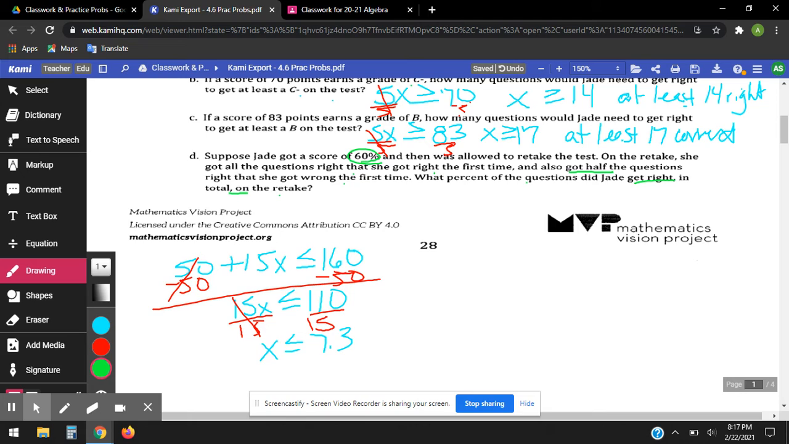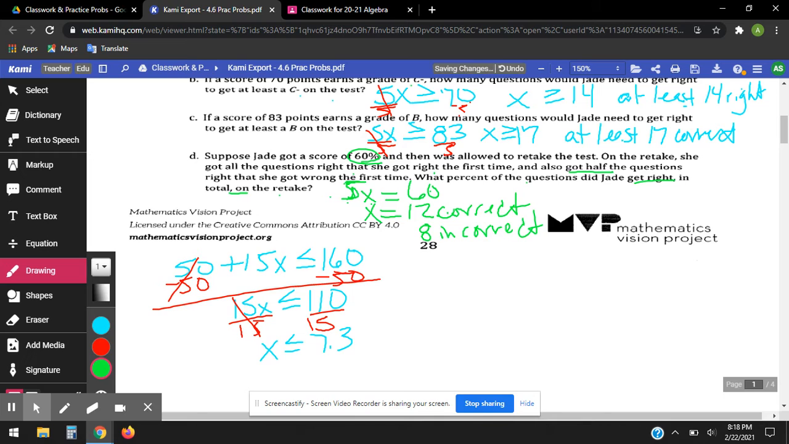Whew. All right. So if her 5X got her a 60%, right? 5 for each one she got right is 60%. Then X equals 60 divided by 5, which is 12. So she got 12 correct. And if there's 20 total, that's 8 incorrect, right?